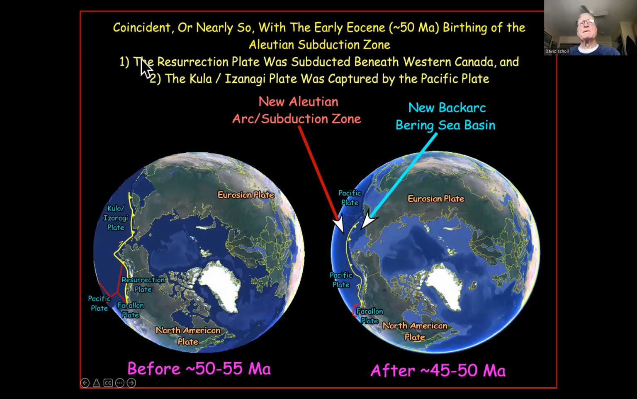So what happened in this time was the Resurrection plate here was subducted beneath Western Canada. The Kula Izanagi plate was captured by the Pacific plate. Parts and pieces of it, fragments would be out there. But this is where we went, from there to there at this early Eocene time.